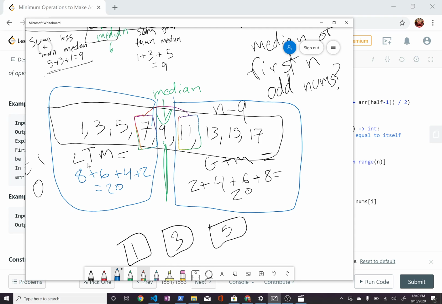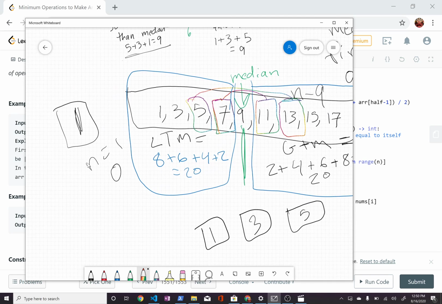Another way to think about this is that for every value over here on the left-hand side, there's kind of like an analogous value or a matching value over here. So I just need to increase this 5 by 4, and I likewise need to decrease this 13 by 4, and they'll both arrive at the median.